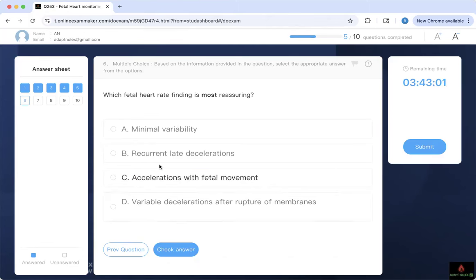I can tell you, minimal variability is bad. The baby heart rate is supposed to go up and down. If there's minimal variability, that means it stayed the same. Baby heart rate shouldn't stay the same. So that's what? Not reassuring.